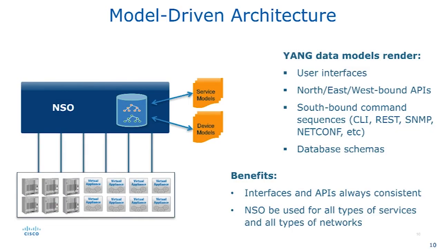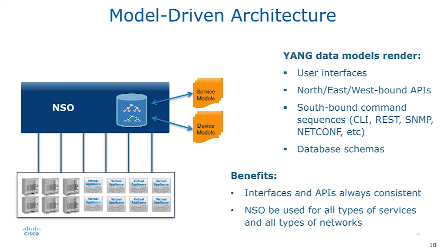In NSO, we have two different types of models. The bottom one here is the device model. The device models are specified by the NEDs. So if you have a Cisco iOS NED, you will have a device model for the iOS operating system. If you have a Cisco XR device, you're going to have a device model mapping to the XR.